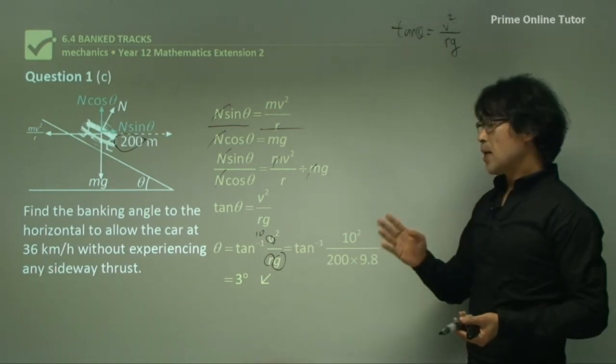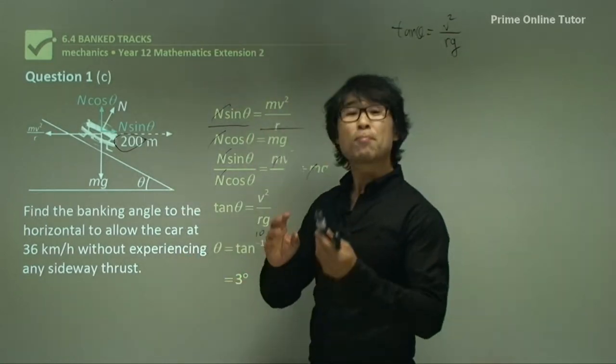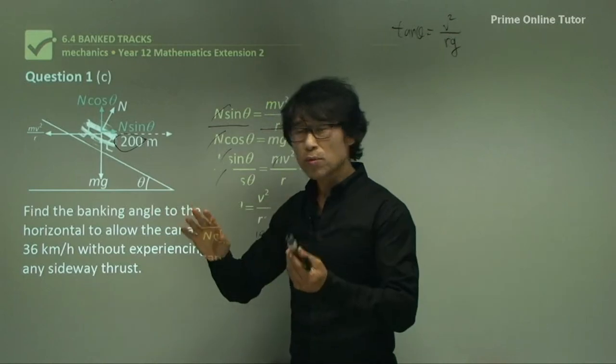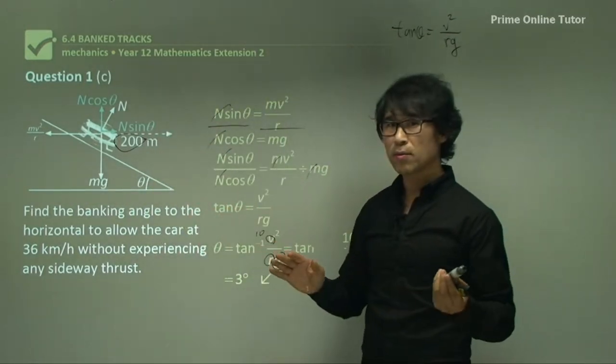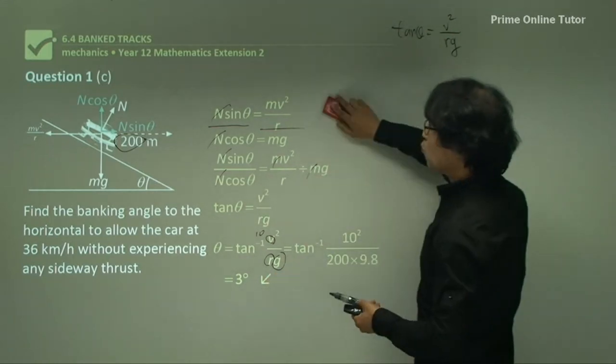So again, always think about the balancing of the forces. Upward and downward should be equal. Left-hand side and right-hand side, always equal. That's basically what you have to understand. Okay, guys, that was question 1.